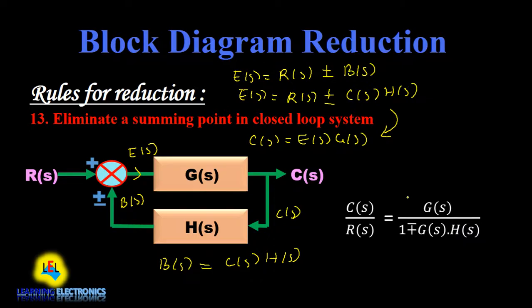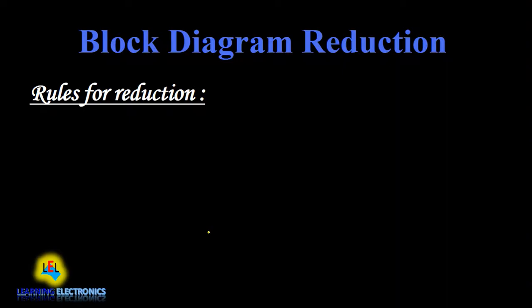So whenever we add this H(s) in the summing point, then C(s) by R(s) is equal to G(s) divided by 1 minus G(s) into H(s). And whenever we subtract this H(s) at the summing point, then C(s) by R(s) is equal to G(s) divided by 1 plus G(s) into H(s). So this is the equation for this type of closed loop system.